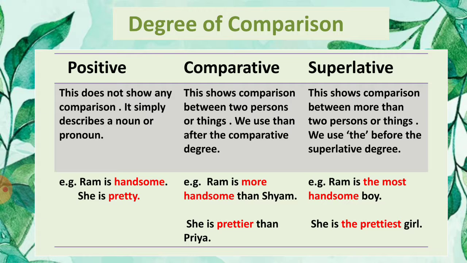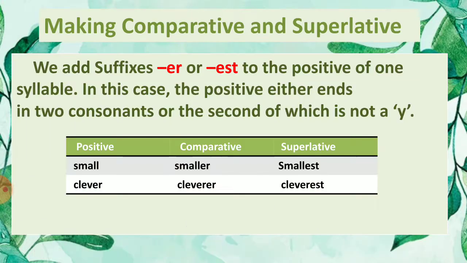Okay, so we have 3 degrees of comparison: positive degree, comparative degree, and superlative degree. Positive degree does not show any comparison. Comparative degree is used to compare two things or persons. Superlative degree shows comparison between more than two persons or things. We use the before the superlative degree, right? So these are the degrees of comparison.